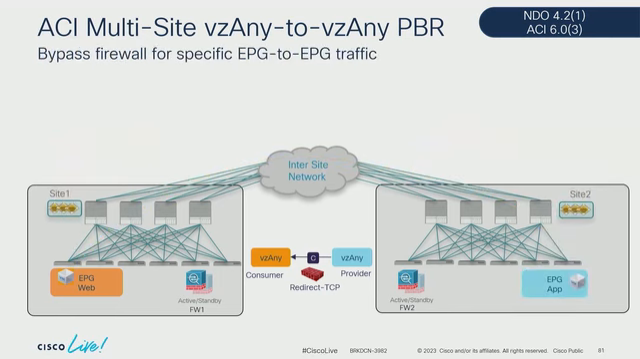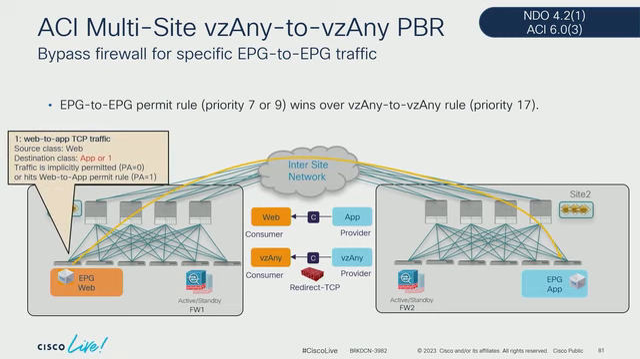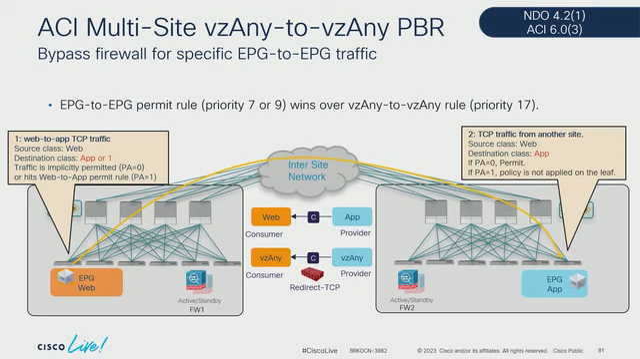Another use case is you have some specific EPG to EPG combination that you don't need firewall for. Then you can just create a specific EPG to EPG permit contract without PBR. That's supported. And then the EPG to EPG contract is priority 7, which wins over VXLAN to VXLAN priority 17. So basically it's just permitted. Regardless of ingress or egress enforcement, priority 7 wins over priority 17. So you can still use a bypass action on top of VXLAN PBR.